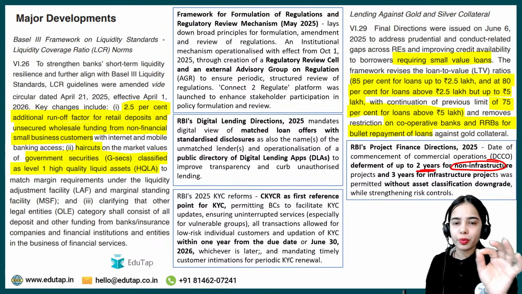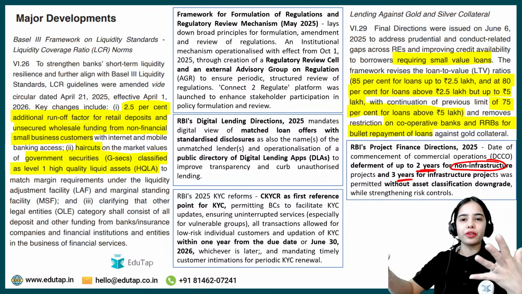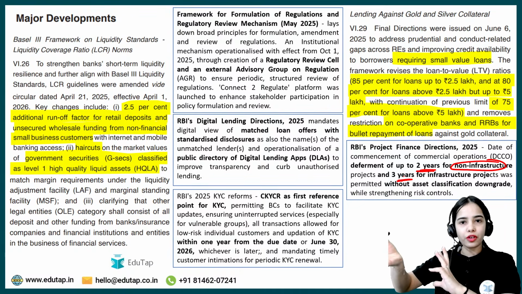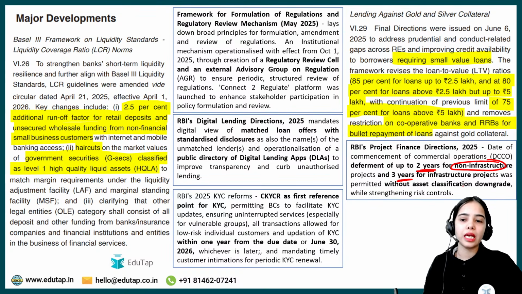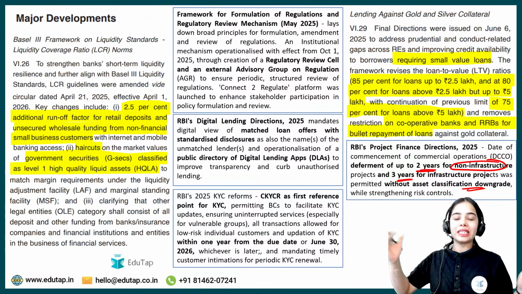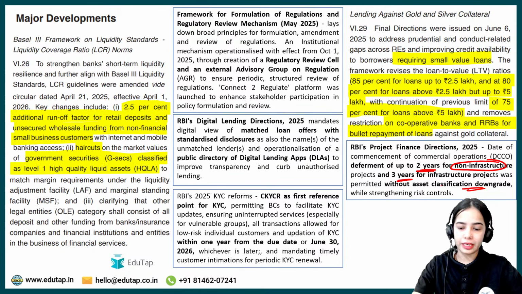For infrastructure projects, 3 years is allowed: if the deferment is only up to a period of 3 years from the date of commencement of commercial operation, such loans will not be considered as NPA. They will not be downgraded in their asset classification. But if the deferment is more than that, 5 years or something, then the asset classification might be downgraded. Okay. This is the idea.